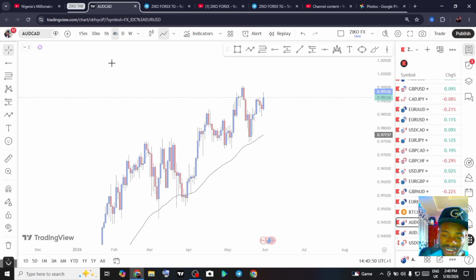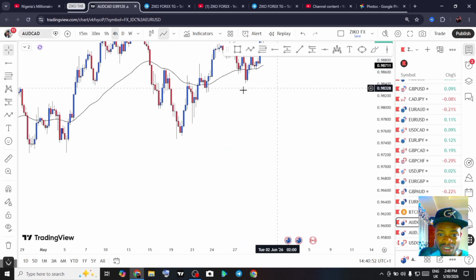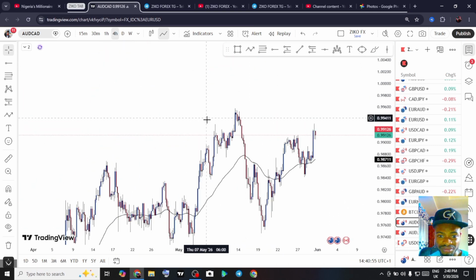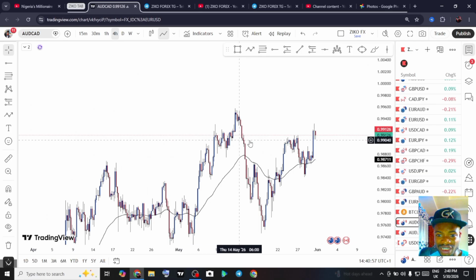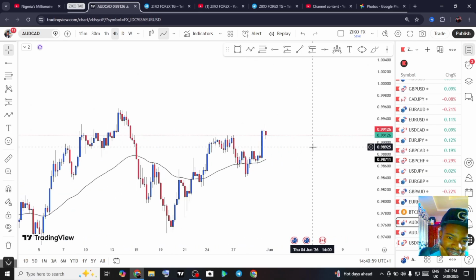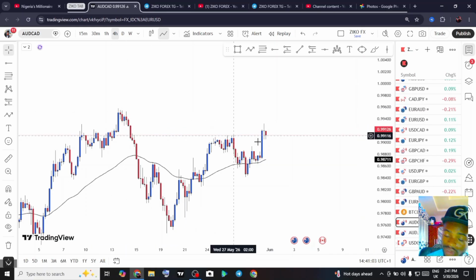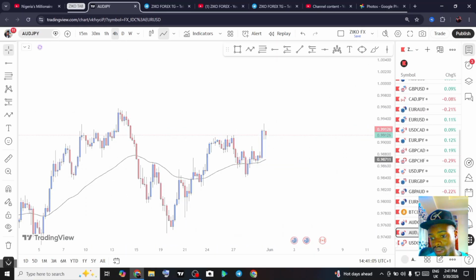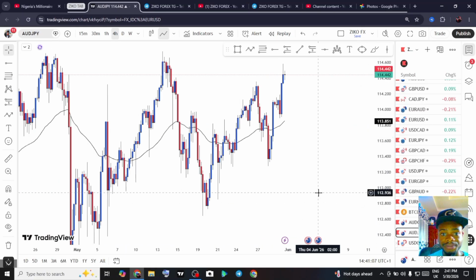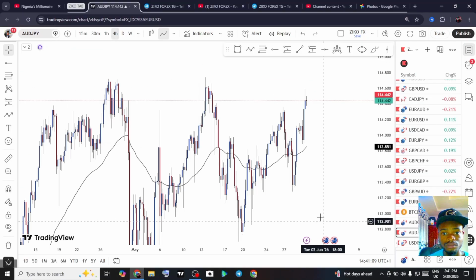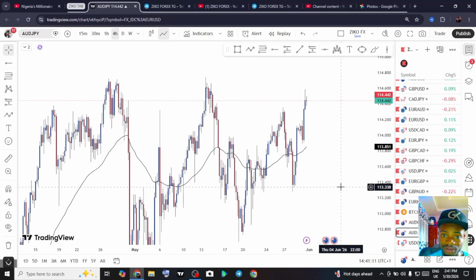Daily time frame not clean. 4 hour time frame is bullish, but we're pretty much at the highest point. I don't really like highest points in the market. I believe that they used to reverse at that highest point of the market. So I'm not interested. AUDJPY, I'm also not interested on AUDJPY.